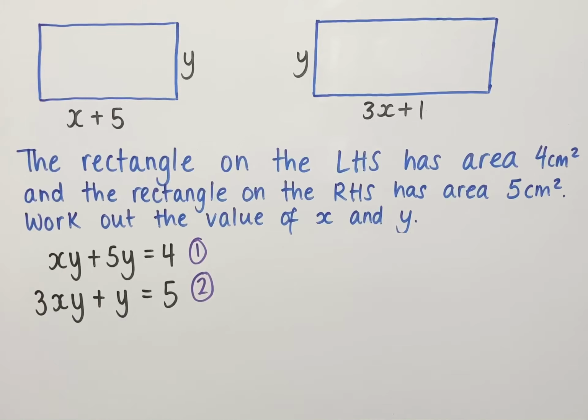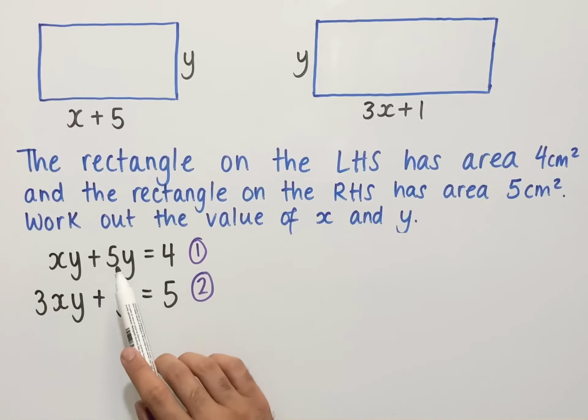So in this case, if we were to eliminate the xy's, then we would just be left with an equation that has one unknown in it. In other words, just y on its own. So we would be able to work out that value and then we could substitute that back into one of these equations to work out what x is.